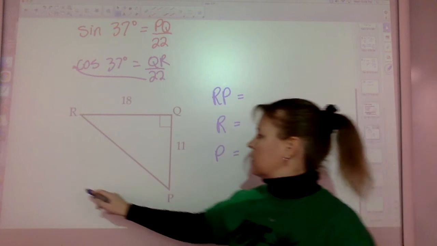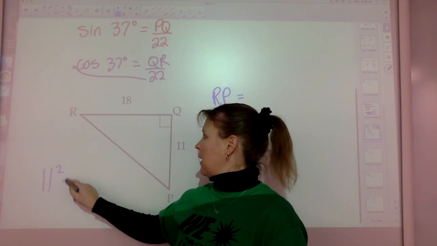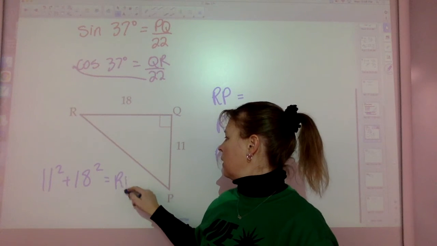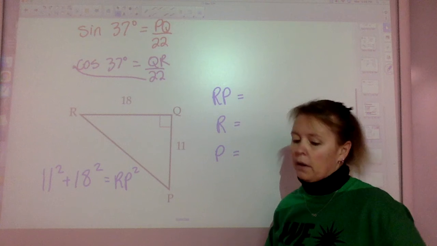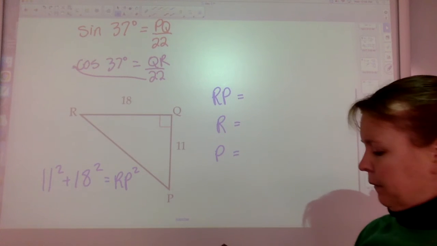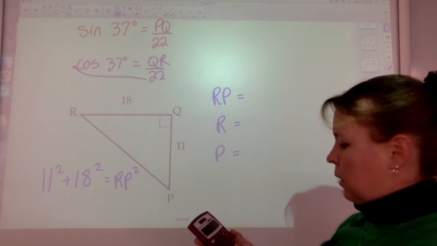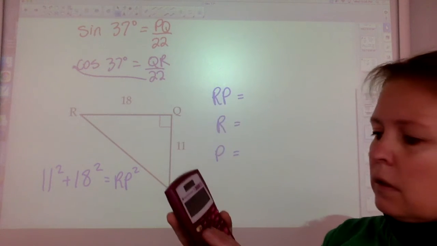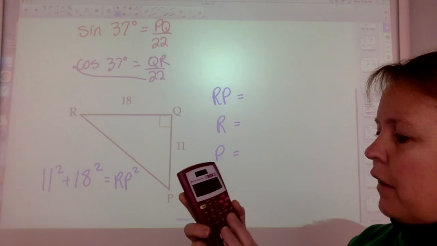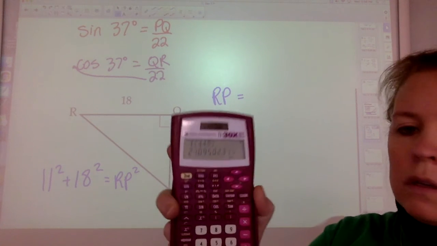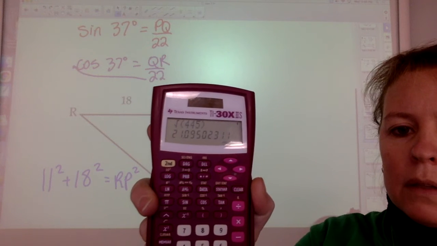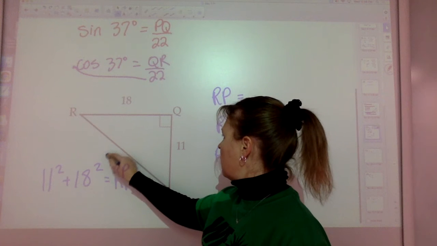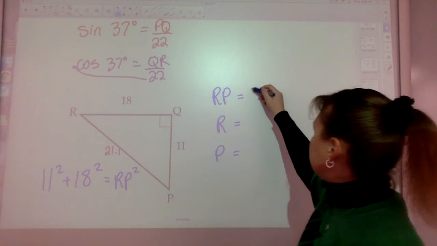Go back to your roots. Find the third side of a right triangle. You probably forgot all about that. A squared plus B squared equals C squared. We're looking for RP. 11 squared plus 18 squared equals 445. The square root of 445 is 21.1. So we'll go 21.1 for our third side.